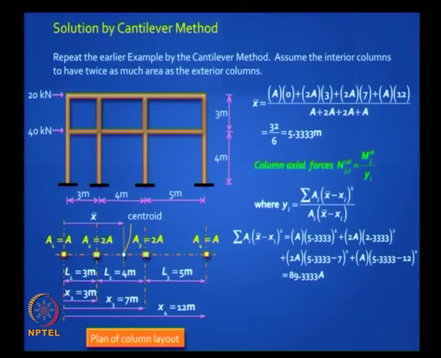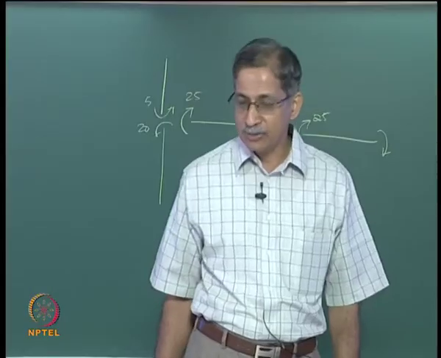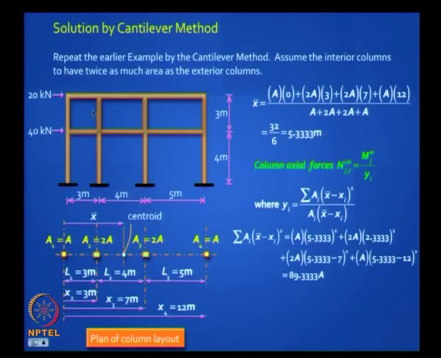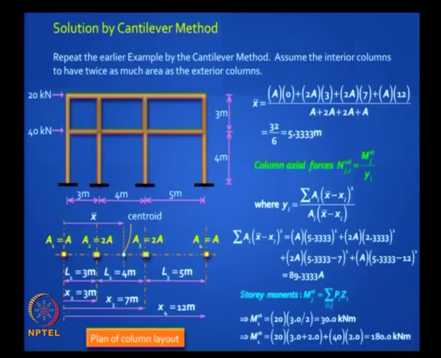Tell me what is the story moment in the top story? 20 into how much? 20 into 1.5 is your story moment. It is like cutting a section at the mid height where there are no local moments, so the total global moment in that second story is 20 into 1.5. What is the story moment in the lower story? 20 into 5 plus 40 into 2, good, that is it.